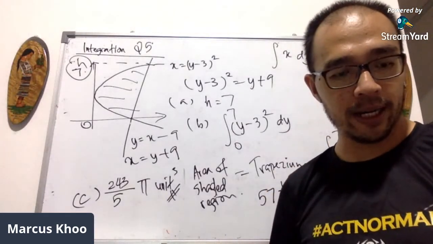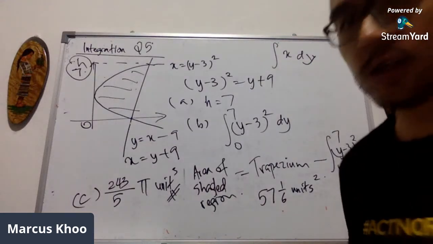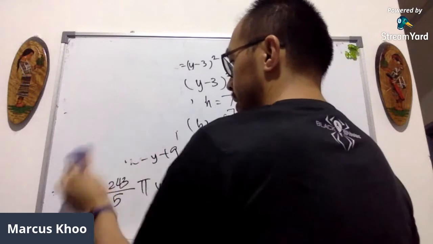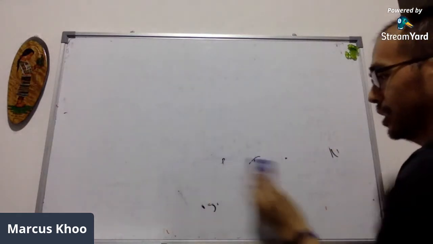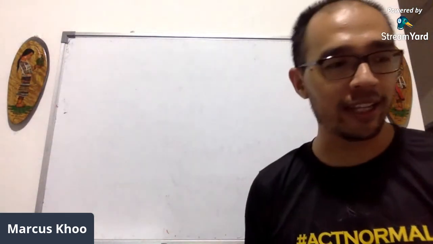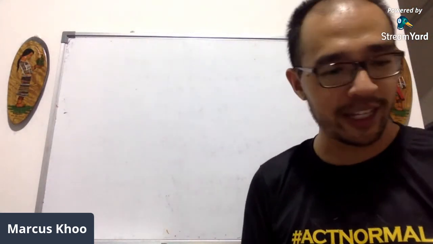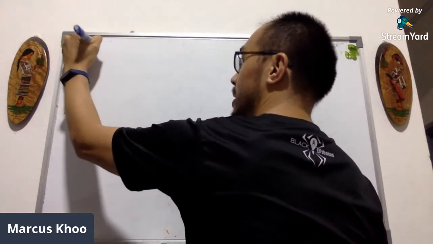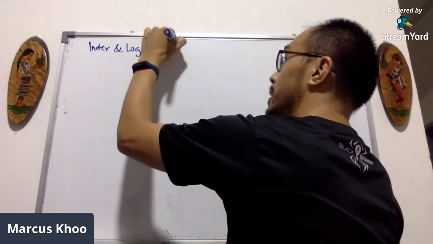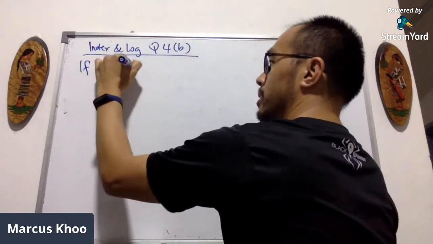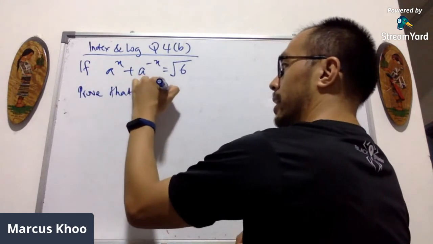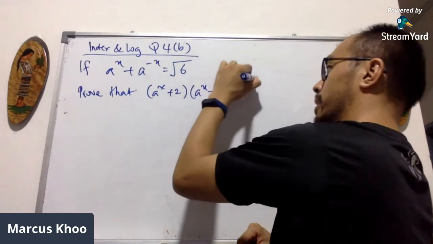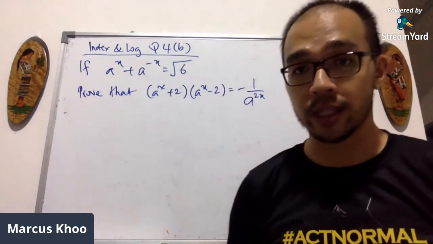I'm going to come back to Ben's question again. Ben's question was the log question, the one that I had a problem with in the beginning. If you're new to this channel, then yeah, very sorry for the horrendous first impression. So the question again is index and log. Question 4b. If a to the power x plus a to the power minus x equals root 6, prove that a to the power x plus 2 and a to the power x minus 2 equals negative 1 over a to the power 2x. That was the question.